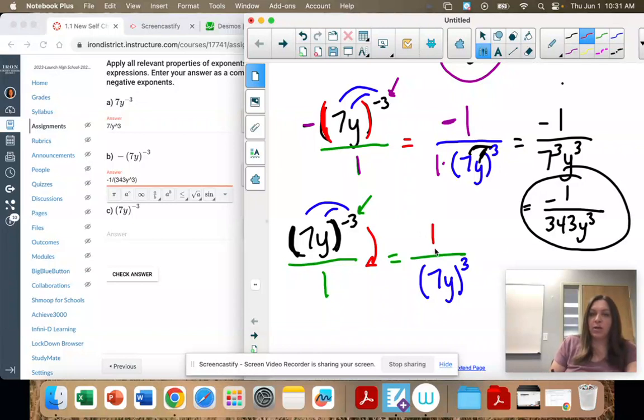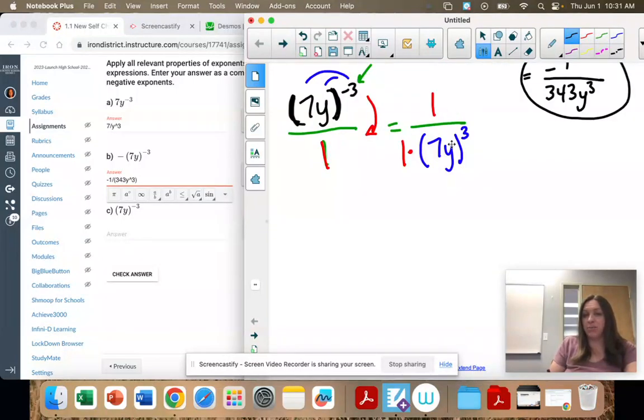There's still a 1 up here, and there's still a 1 down here. The 1 on the denominator doesn't really matter, but the 1 on the top does. That's what makes it a fraction. So now we're going to distribute that 3. So 7 to the third, y to the third. Well, we just did, 7 to the third is 343. And then y to the third.